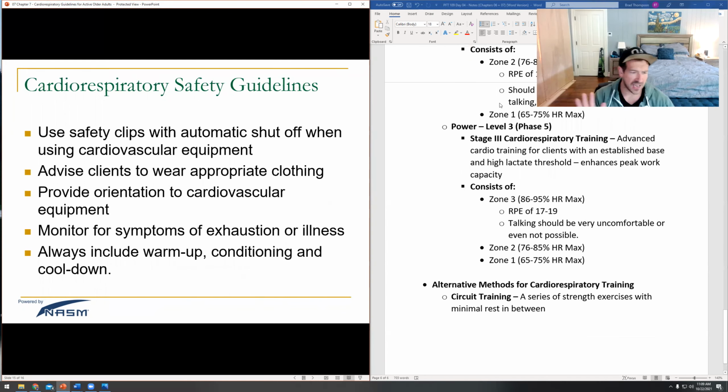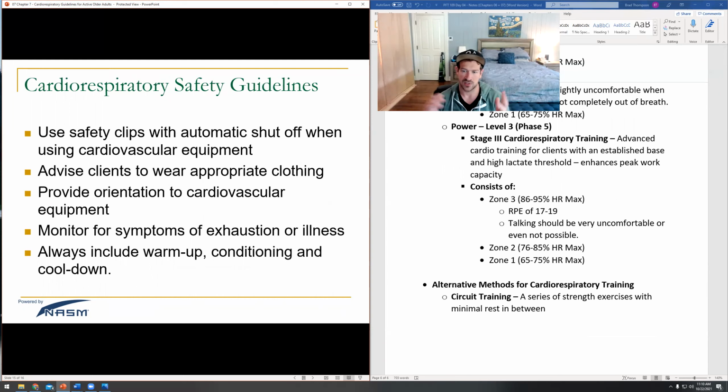So, safety guidelines for senior clients: make sure you're always using safety clips if they are on the cardio treadmill stuff. You should always be using those safety clips in case they ever lose their footing. Advise them to wear proper clothing so they don't catch anything. We talked about this yesterday, right? I don't know what it is with senior clients, but they love those baggy windbreakers. Those things get caught on the pins and I think it's so dangerous.